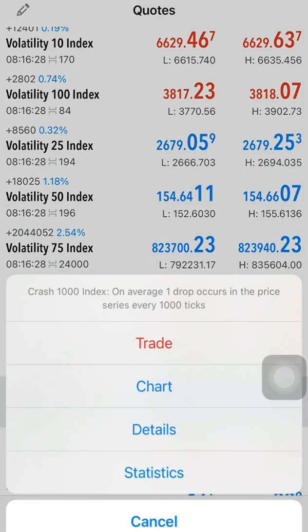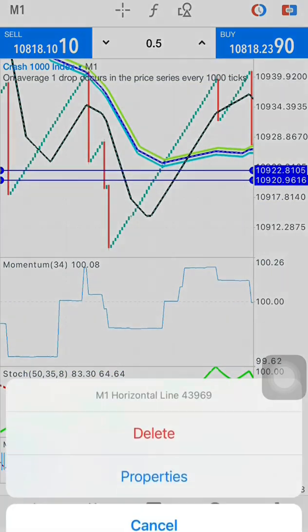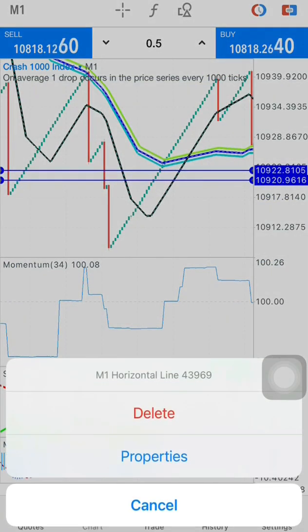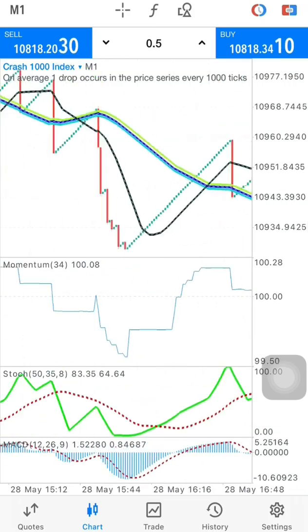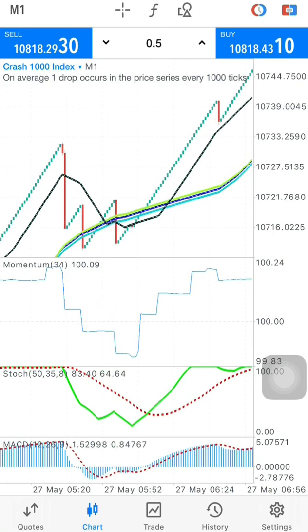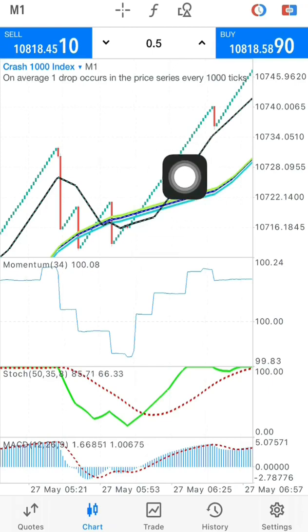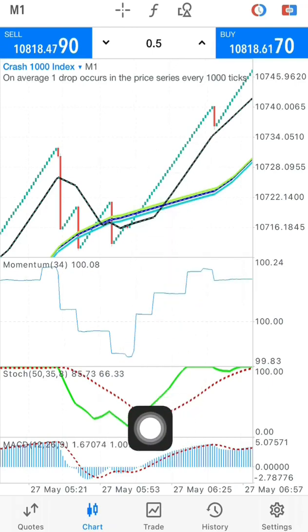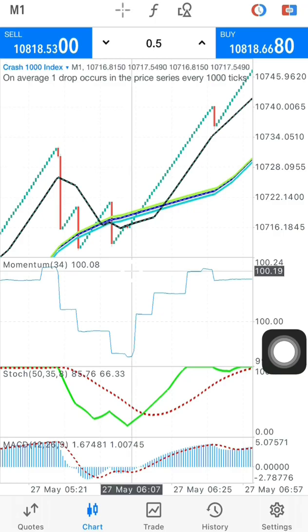Let's check another currency. Yeah, this is crash 1000. Let me delete all this that I used before as an illustration. This is the setup. You see all the moving average conditions are met here. The moving averages are below the candles, the momentum is above 100, and on the stochastic oscillator we see the crossover, the green cross and the red above at these levels. Then the MACD faces up.